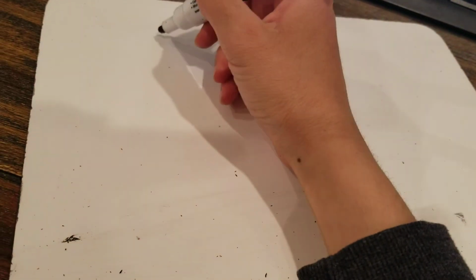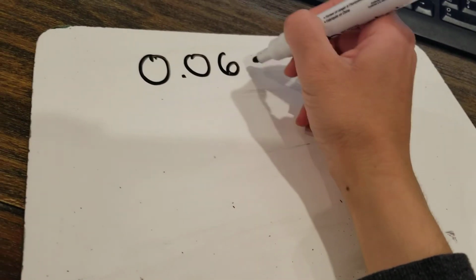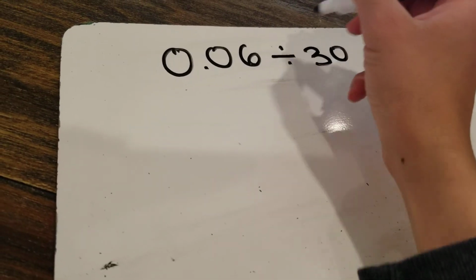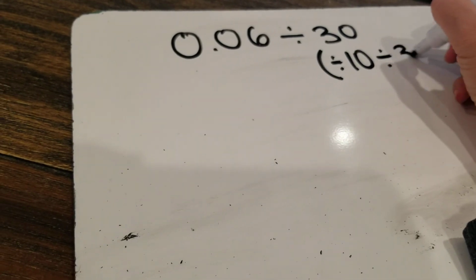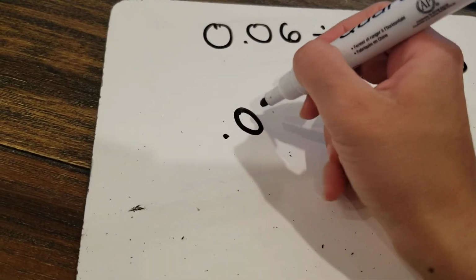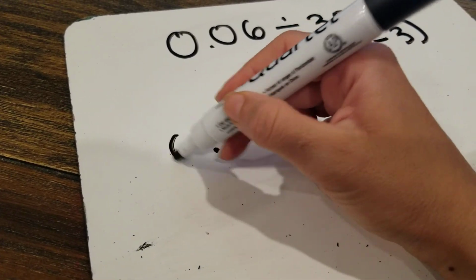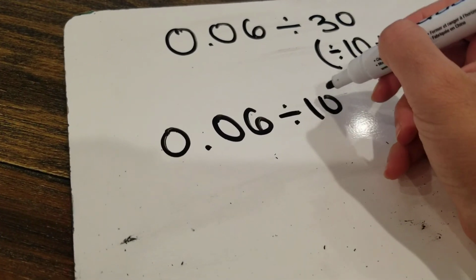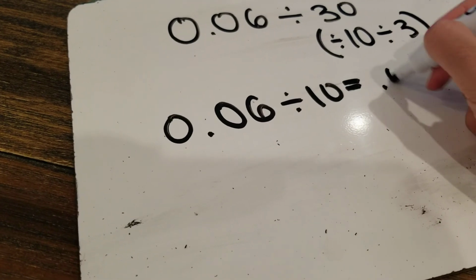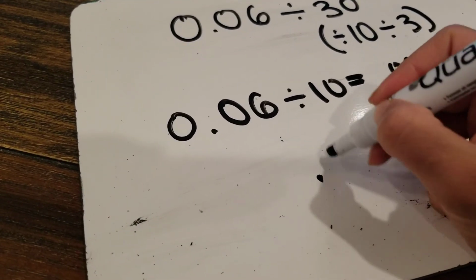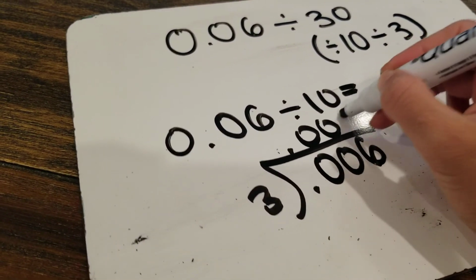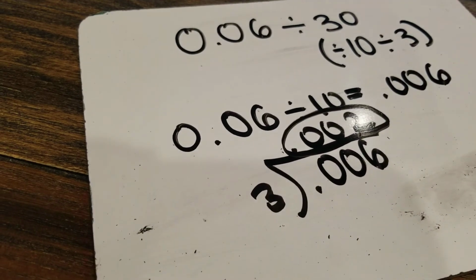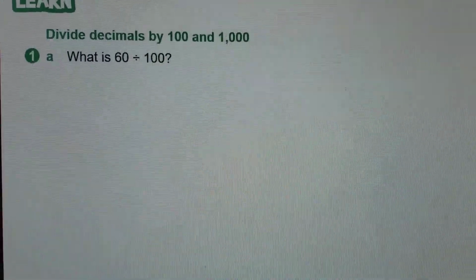So if I have 0.06 divided by 30, this is the same thing as doing divided by 10, then divided by 3. So 0.06 divided by 10 becomes 0.006, then 0.006 divided by 3 is 0.002. Okay, so that's exactly what they're showing us here, 0.002.